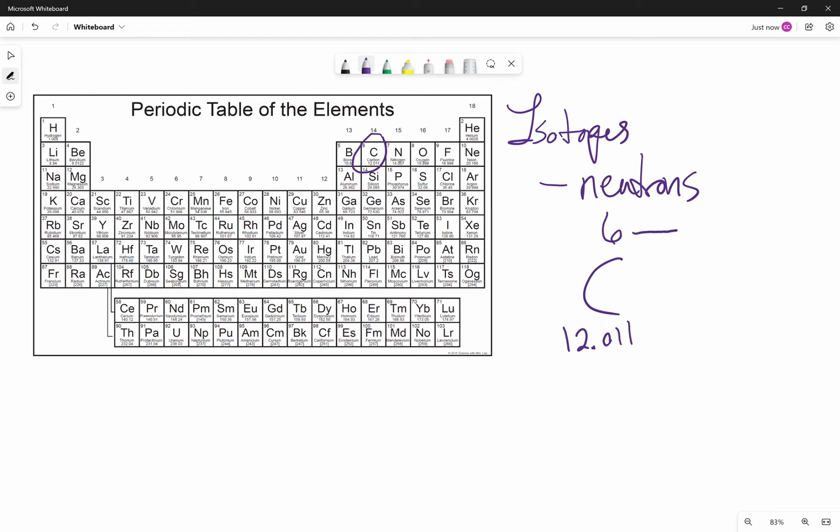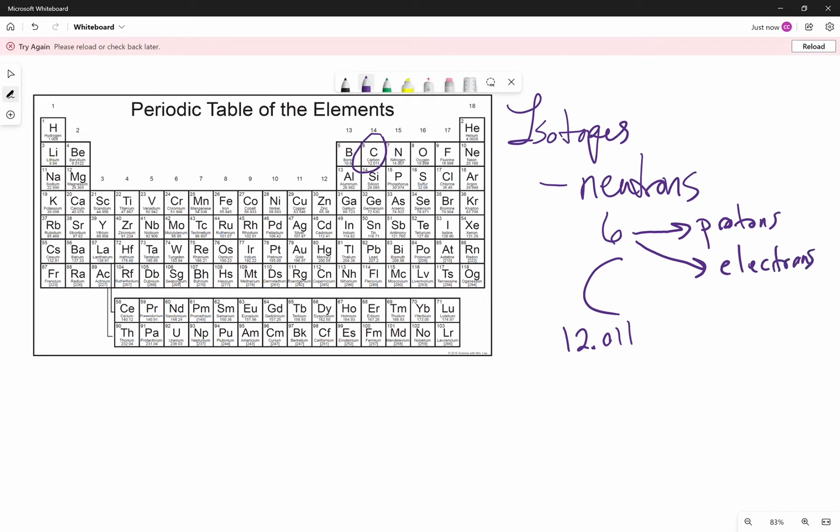This 6, if you remember from a previous video, tells me how many protons I have. This tells me how many electrons I have. So I have 6 protons and 6 electrons. Now let's look at how we determined this atomic mass number and what our neutrons had to do with that.